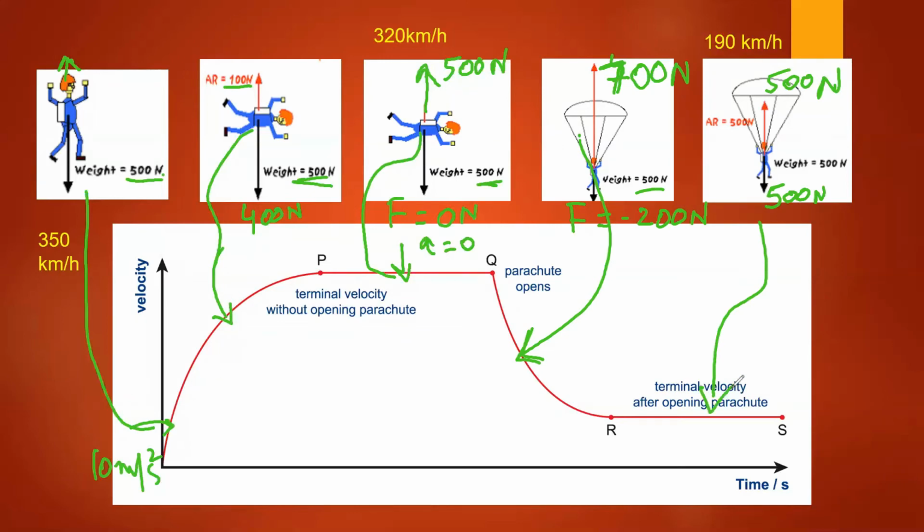Again, he's going to move with another terminal velocity that is going to be low as compared to the first terminal velocity. I did research to find the different velocity of the skydiver. The average velocity is 350 kilometers per hour. And without parachute, the terminal velocity is going to be 320 kilometers per hour. And again, after opening the parachute, the terminal velocity is going to be 190 kilometers per hour.